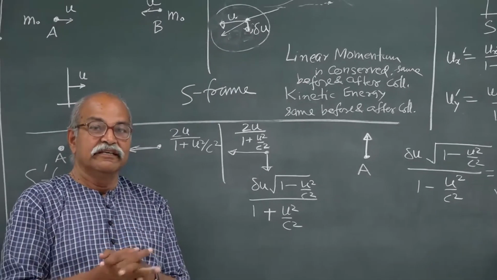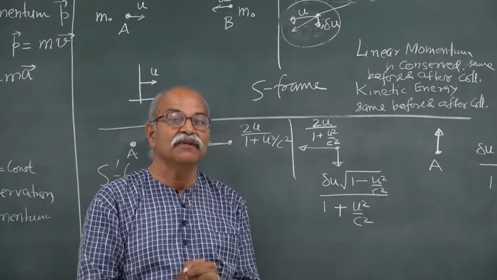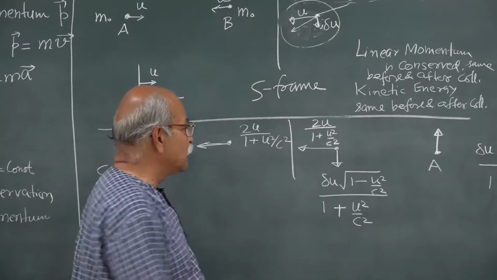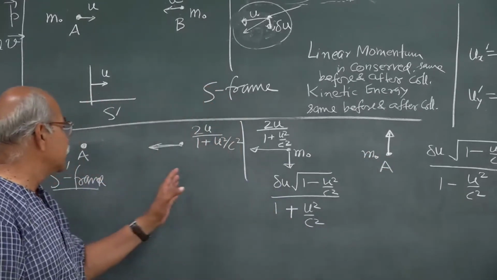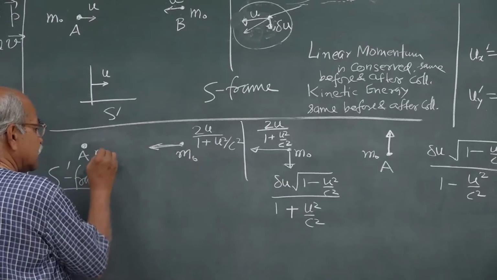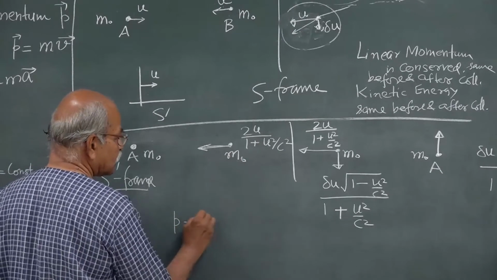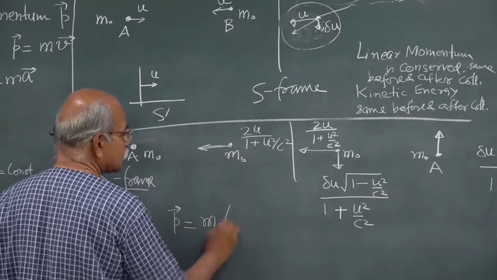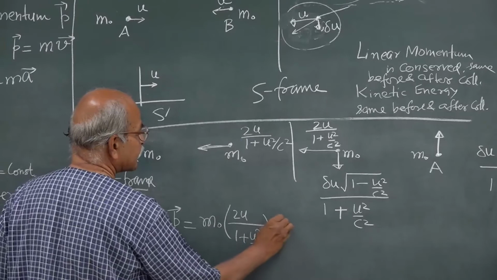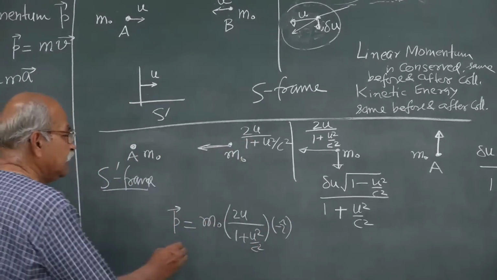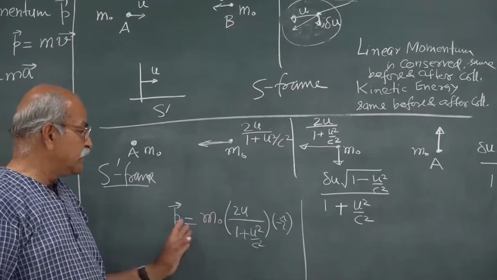Now you see, if I define the linear momentum as mass times velocity, the mass here is m naught. In the x direction, the momentum p is m naught times the velocity. The velocity is this, 2u by 1 plus u square by c square, in the negative x direction. That's the linear momentum here. Py is 0. So this is the whole linear momentum: Px is this and Py is 0.